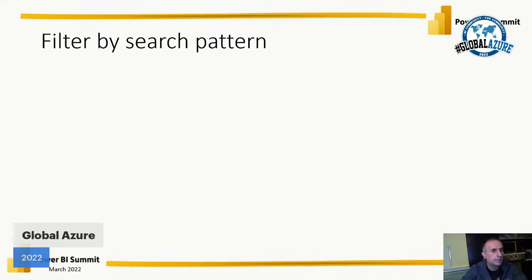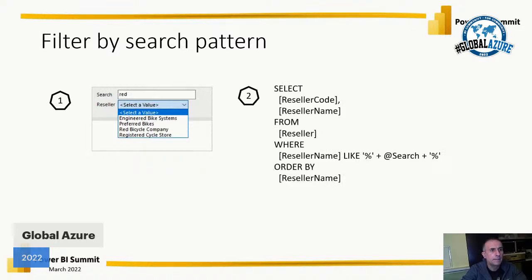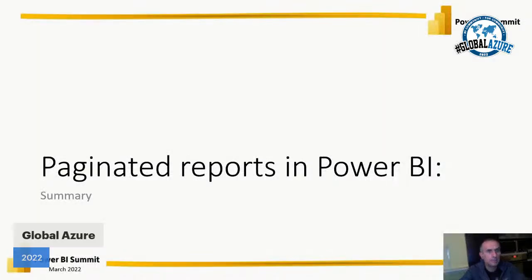Let's see an example. We have a search pattern where we have a specific query, and we have a selection on this type, and after that for each next parameter we have a data set which is based on the previous one, in the same way as with the other options to create cascade parameters. Let's now make a summary for paginated reports in Power BI.